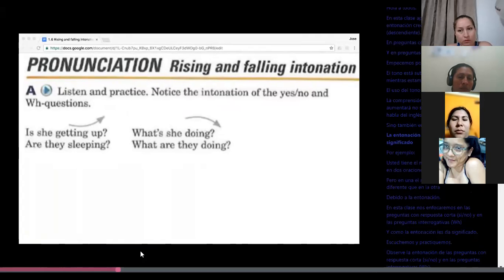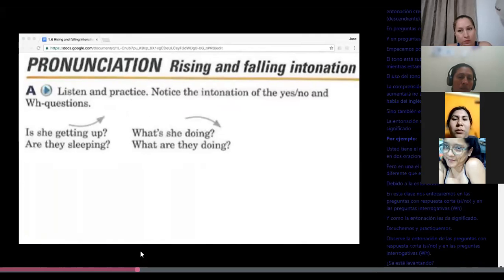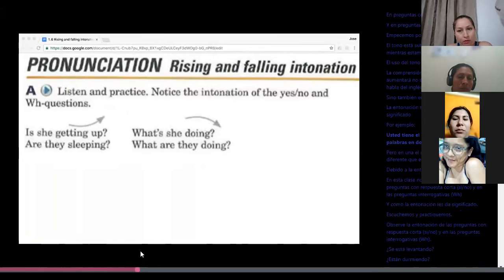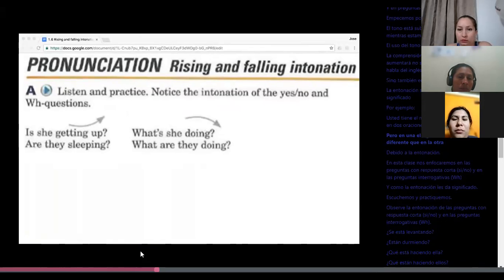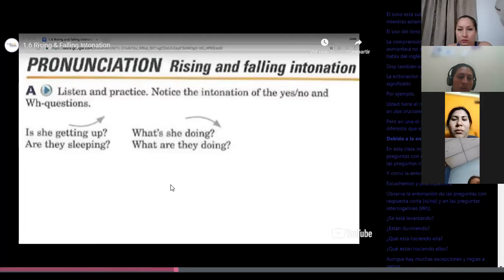Intonation is used to convey meaning. For example, you have the same set of words in two separate sentences, but in one the meaning may be different than in the other due to intonation.